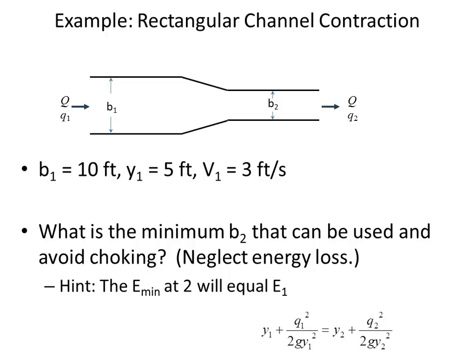What happens if we made the channel even narrower than that? Choking would occur. And what would that mean? Specifically, if choking happens, then what occurs during choking? That's right. The water depth would start to get bigger upstream. It would cause the water to accumulate upstream until there was enough energy to make it through the obstruction.